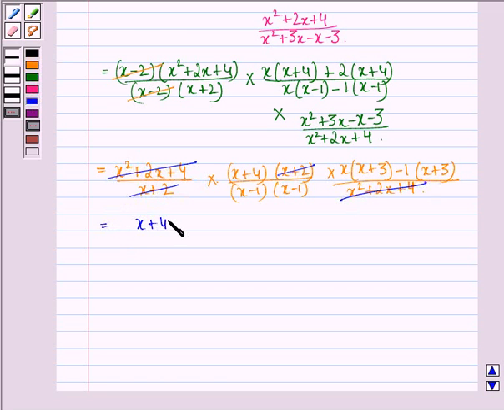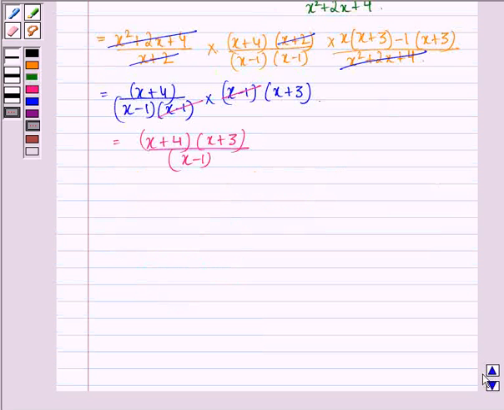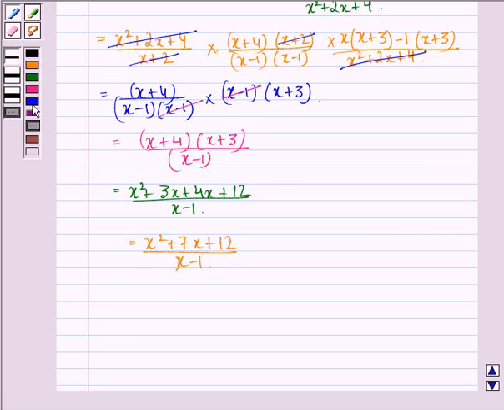We have (x plus 4) divided by (x minus 1) into (x minus 1), and this can be written as (x minus 1) into (x plus 3). Now, x minus 1 gets cancelled with x minus 1, and we have (x plus 4) into (x plus 3) divided by (x minus 1). Now, on opening the brackets in the numerator, we have (x squared plus 3x plus 4x plus 12) divided by (x minus 1), and this is equal to (x squared plus 7x plus 12) divided by (x minus 1). So our answer to this question is (x squared plus 7x plus 12) divided by (x minus 1).